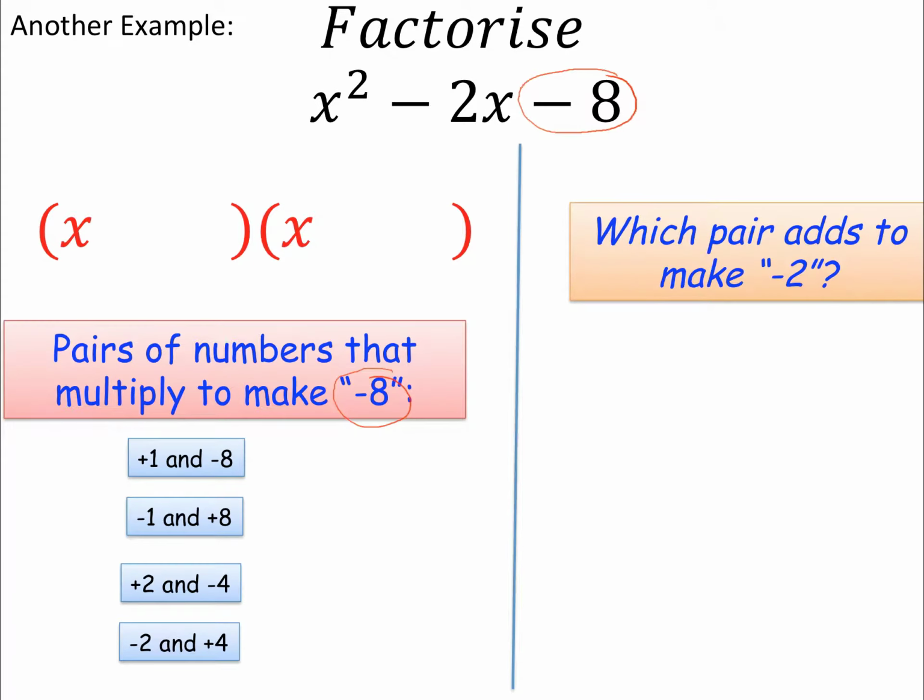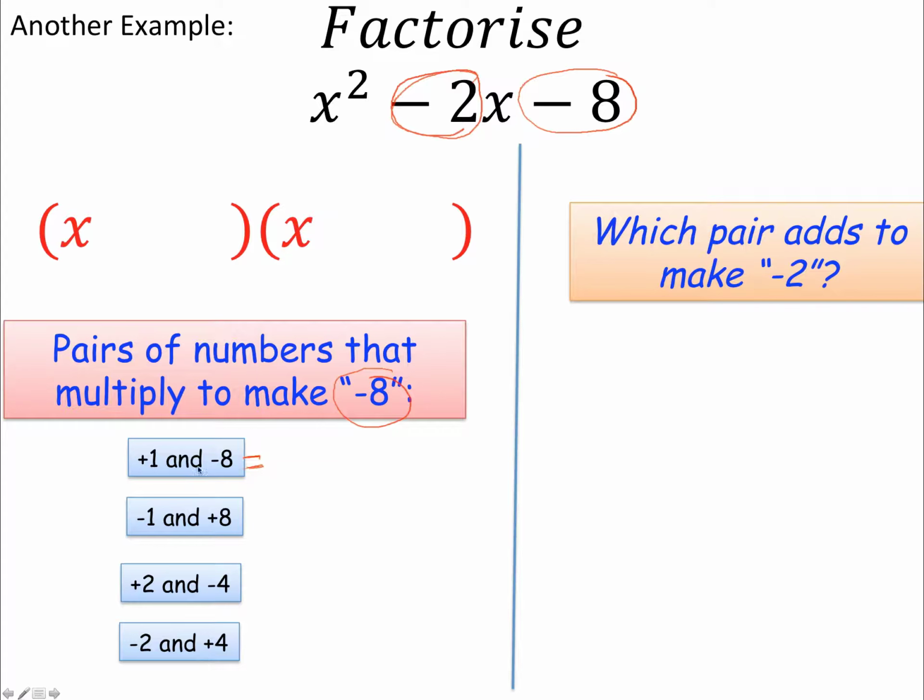Now the next step, after listing all the pairs of numbers, is you find out which pair adds up to make minus 2. Now minus 2 is the middle number here, the middle term. That's the x term. Remember, I didn't just say 2, I said minus 2, right? So when you're picking the numbers, you pick them with the signs in front of them. So we have minus 2. So we come back here, we add all these pairs and see which one will give us a minus 2.